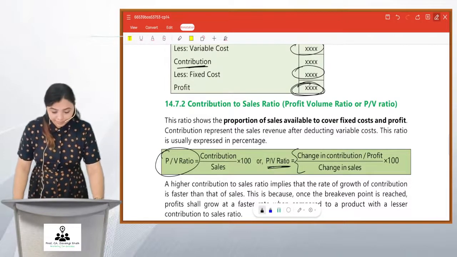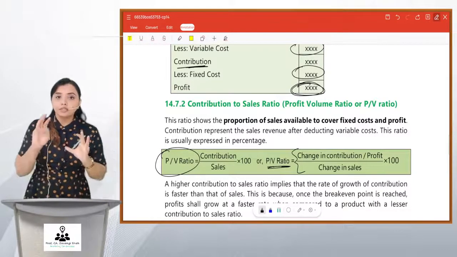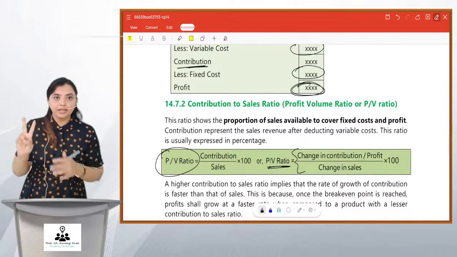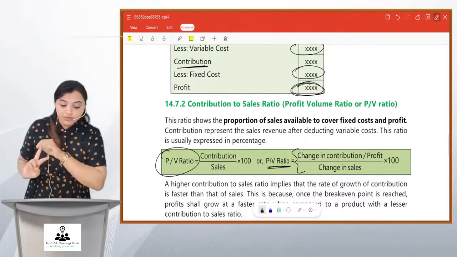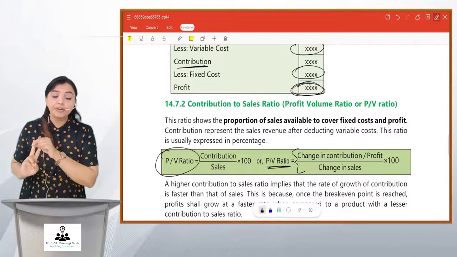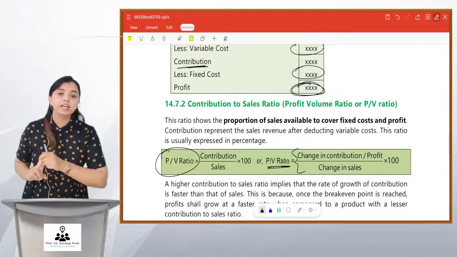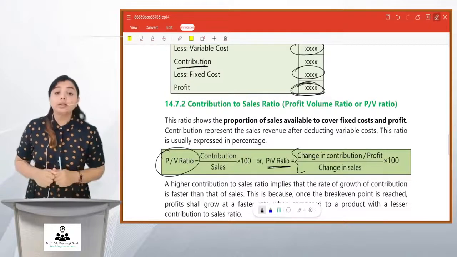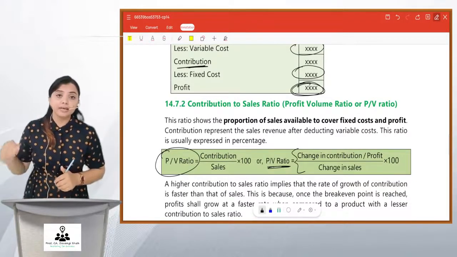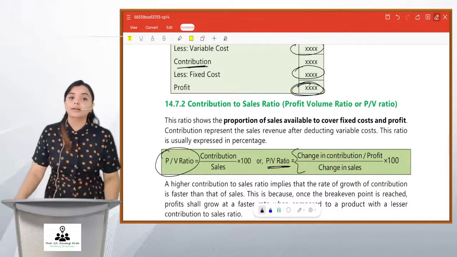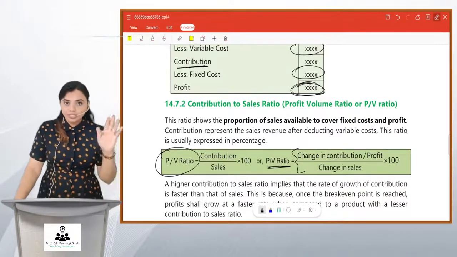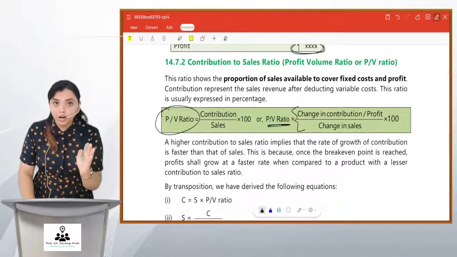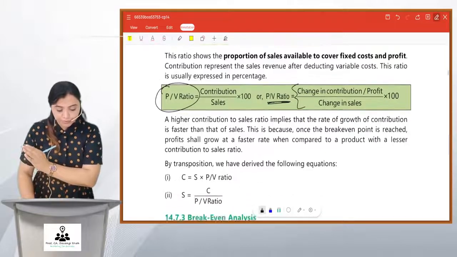Welcome, Shri Charan. So friends, two formulas for contribution: sales minus variable cost, and profit plus fixed cost. Then two formulas for PV ratio: contribution upon sales into 100 and change in contribution divided by change in sales into 100. So these are the formulas for contribution and PV ratio.